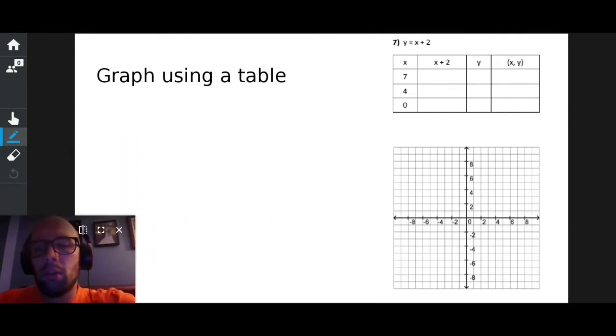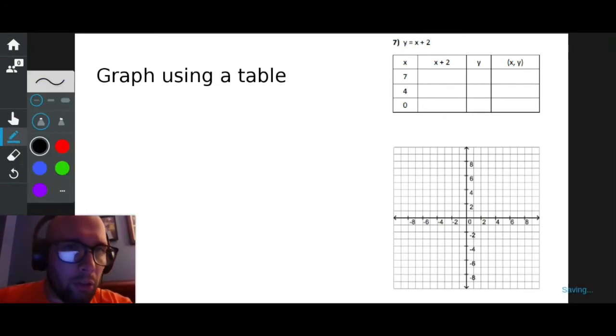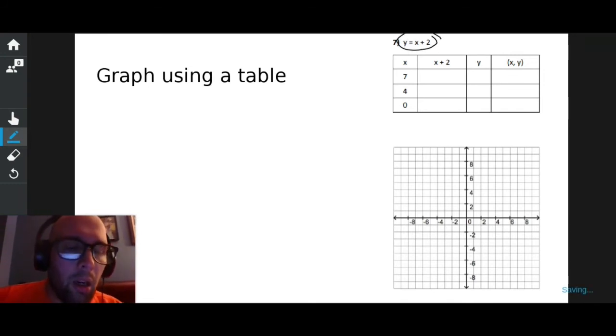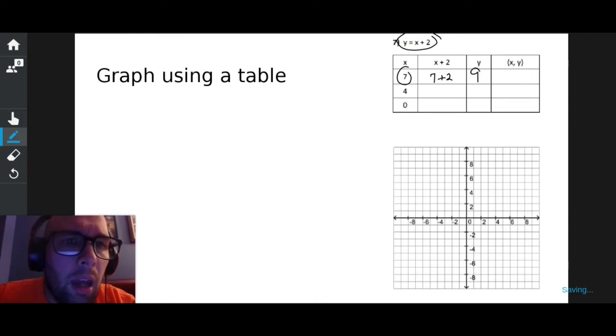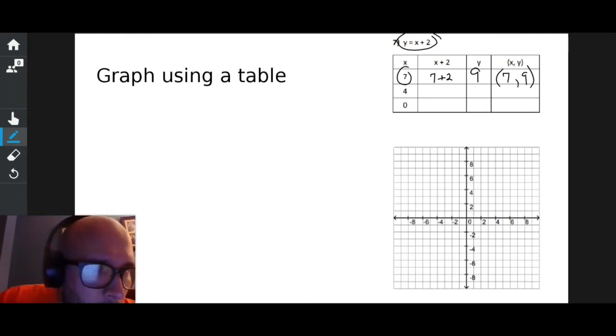Now, this is asking me to fill out this chart based off of that equation right there, get a y, get a point, graph. So if my equation is y equals x plus 2 and x is 7, I could say 7 plus 2 which is 9. And since my x value was 7 and my y value was 9, I have the point 7, 9. So let's write that out. 7 is right 7, up 9 there.